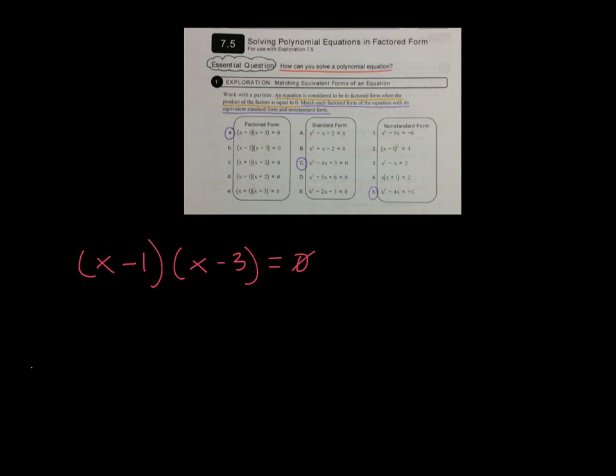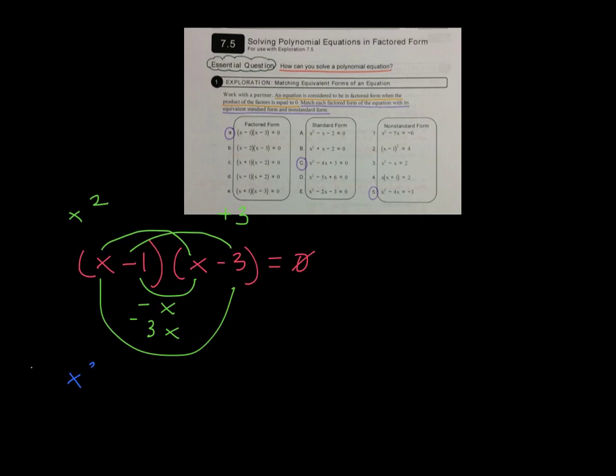So remember, in FOIL, you multiply your first times your first. So x times x is x squared. I multiply my last times my last, so that gives me positive 3. Then my inners make negative x, and my outers make negative 3x. Then I combine like terms. So I bring down my x squared, negative x and negative 3x make negative 4x, and then I bring down my plus 3, and this is still set equal to 0.